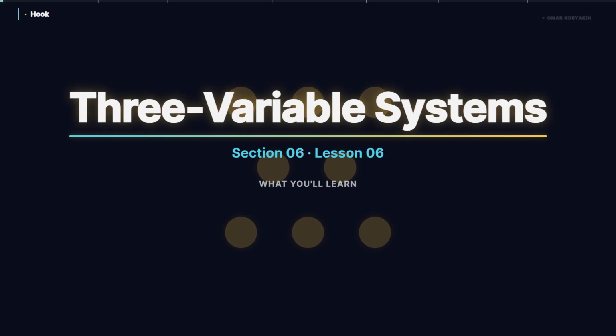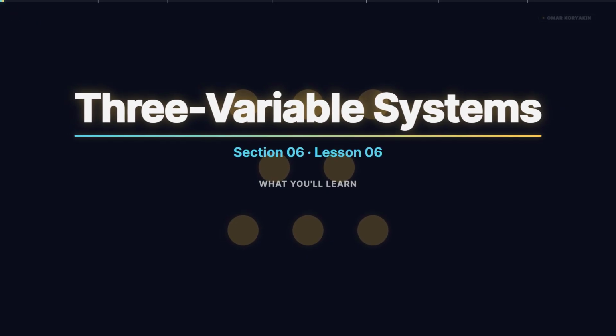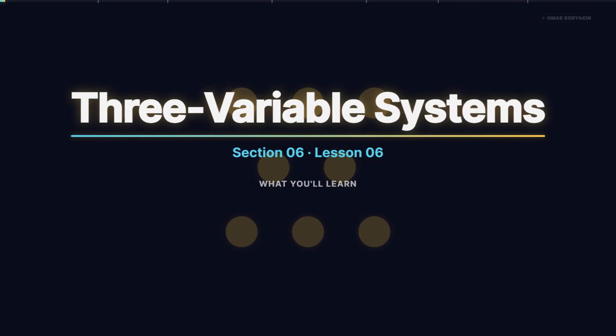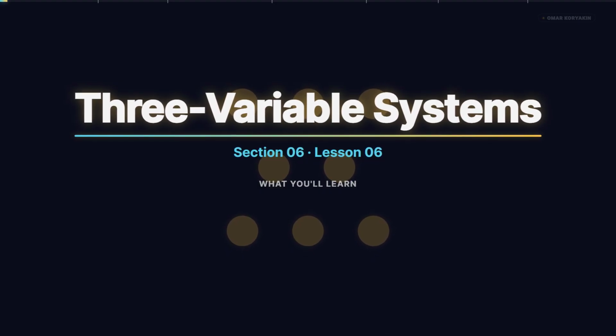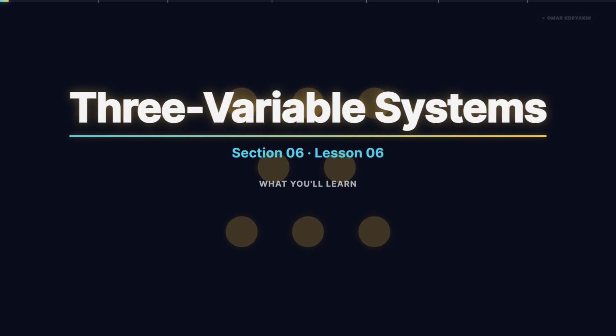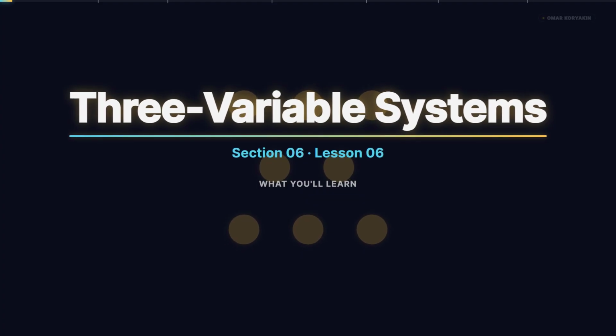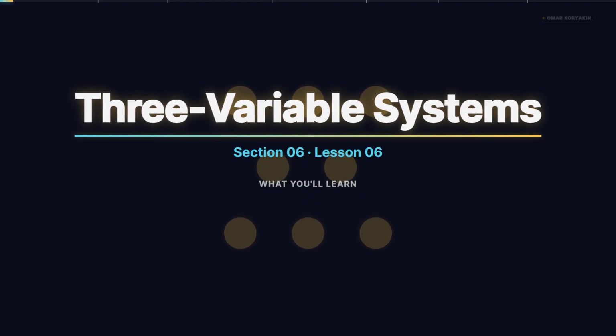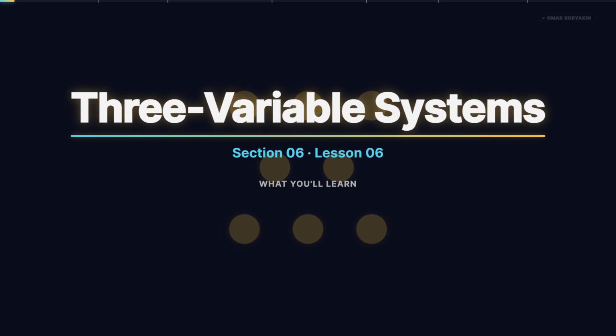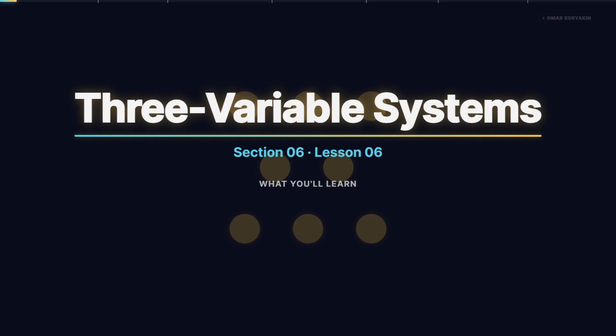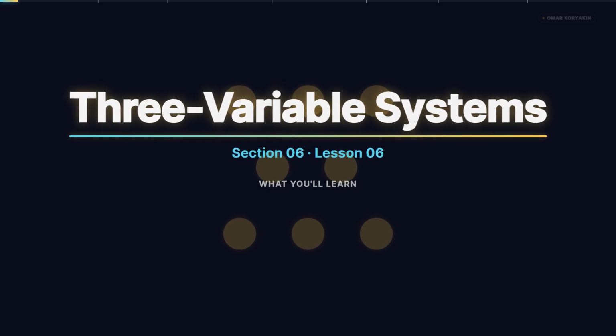Welcome to Section 6, Lesson 6. In the previous 5 lessons, we covered linear systems of two equations in two variables and the algebraic methods for solving them. Today, we extend the same toolkit to 3 equations in 3 variables. The geometric picture changes from 2 lines on a flat plane to 3 planes in 3-dimensional space, with the unique solution being the single point where all 3 planes intersect.